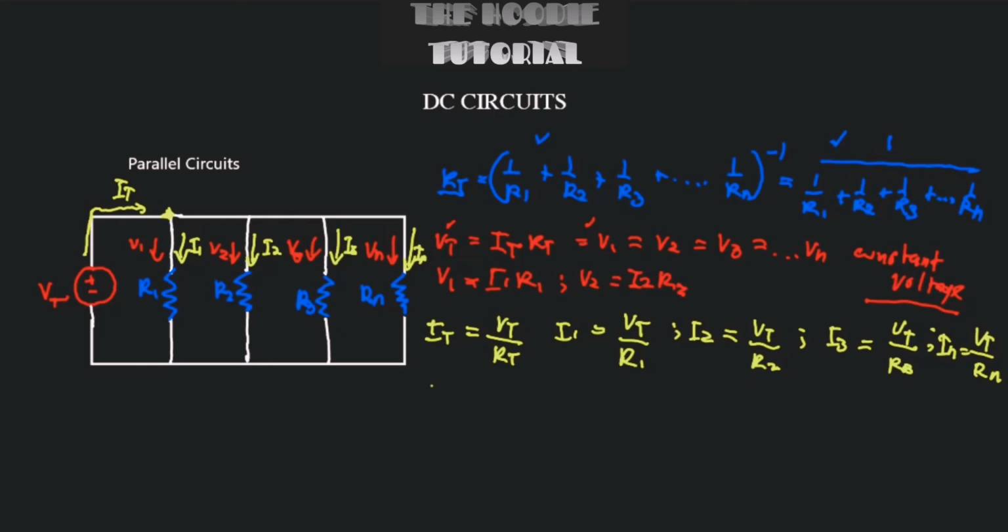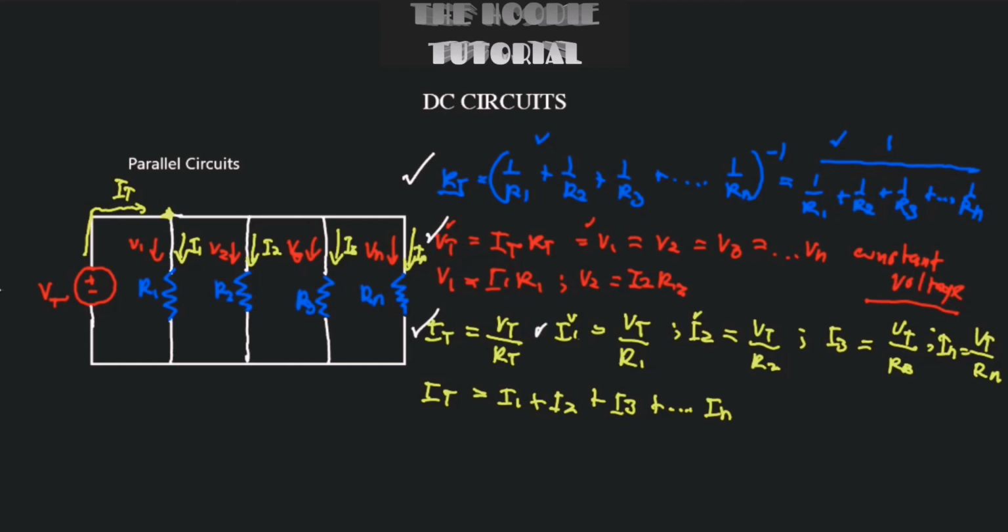Or in terms of the total current, we can also use this formula if we already have the value of all the current that is flowing through each of the resistors. We could also use this formula for finding the total current. That would be I1 plus I2 plus I3 plus so on and so forth, up to IN. So that's it, guys, for the three important parameters. We already have how to find the total resistance of the parallel circuits, the total voltage, and the voltage across each of the resistors, and then the total current, and the current flowing through each of the resistors.